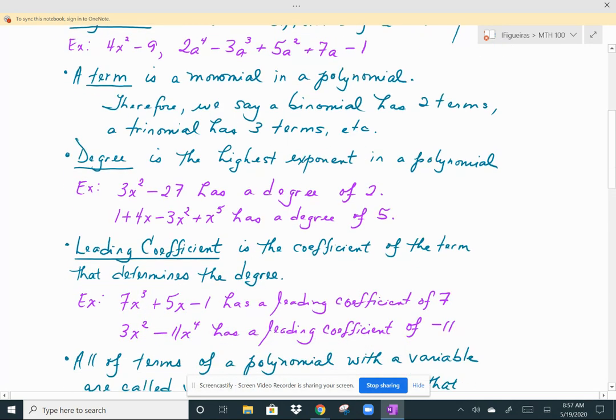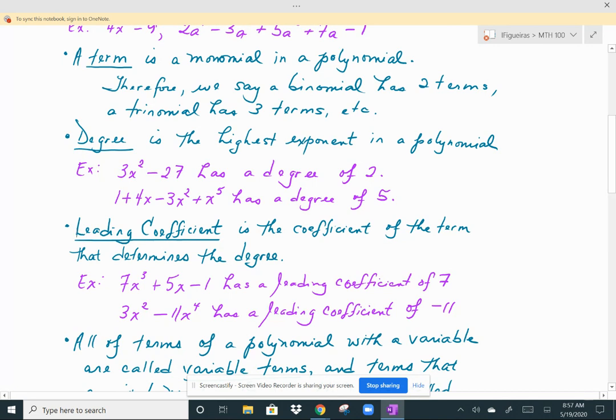What's a leading coefficient? A leading coefficient is the coefficient of the term that determines the degree. So it will be the number in front of the term or monomial that determines the degree. So in this example here, my leading coefficient is 7 because the degree is 3. The coefficient of that expression is 7. And here, my leading coefficient is, I'm sorry, I circled the wrong one. Here, my leading coefficient is negative 11 because the degree is 4 and the coefficient is minus 11 or negative 11.